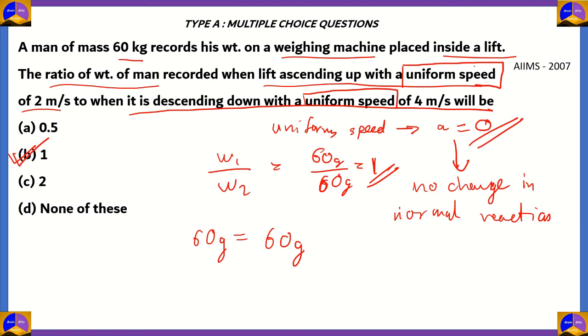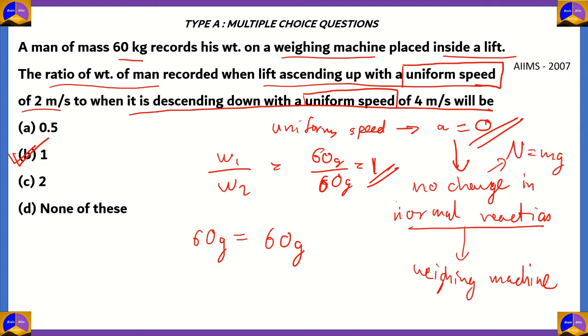The reason why is that here, because it's uniform speed, there is no acceleration. Without acceleration, there is no change in the normal reaction, and a weighing machine always measures the normal reaction and not your exact weight. So when you're moving in a lift with uniform velocity, the normal reaction in these cases is equal to mg. And since g is not given and m is given as 60, we just took it as 60g. And W1 by W2 will be equal to 1 because both these values are the same, so they cancel each other out. The ratio is equal to option B, that is 1.